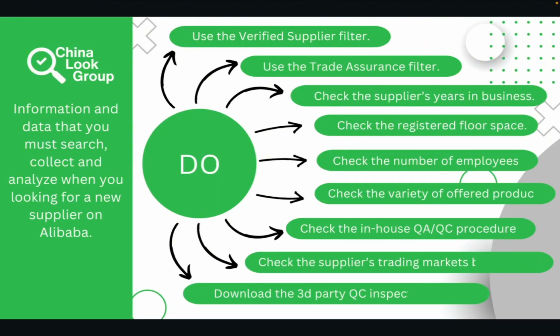Next, let's refresh our memory on what we should concentrate on when we're searching for a new supplier on Alibaba.com. First of all, we must turn on verified supplier and trade assurance filters. We also must check how many years the supplier is in business. Next, we must check the registered floor space and number of employees, especially in QA/QC and R&D departments.